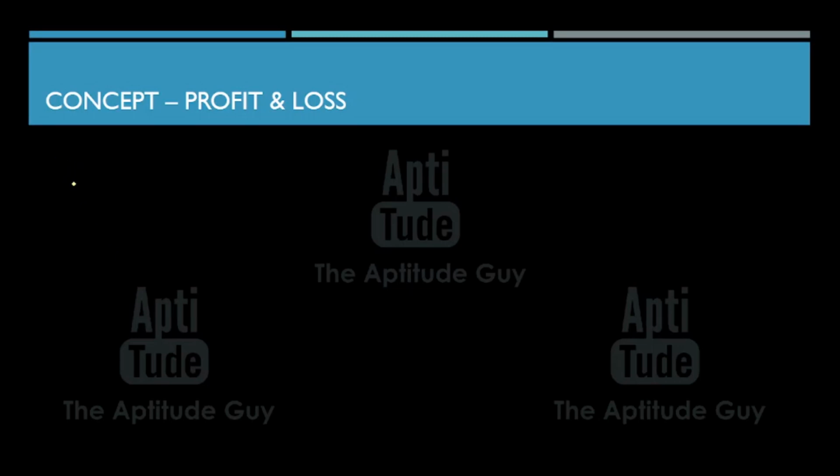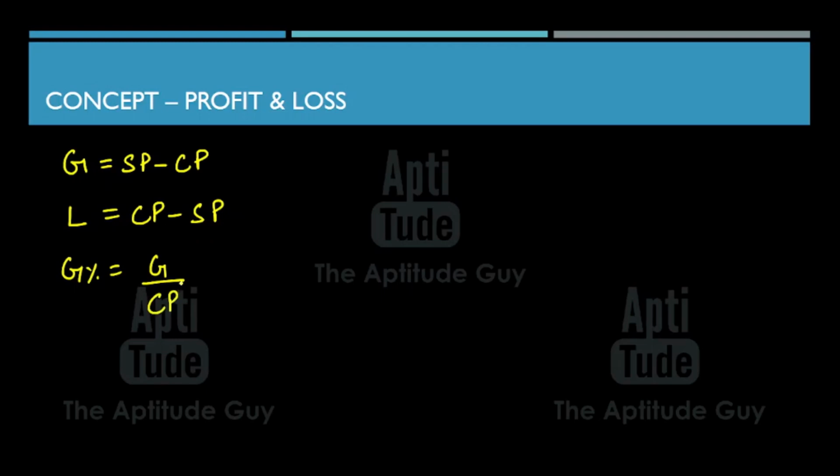The first useless formula of profit and loss is profit, that is gain, equals selling price minus cost price. The second useless formula is loss equals cost price minus selling price. The third useless formula is profit percentage equals profit or gain divided by cost price into 100. The fourth useless formula is loss percentage equals loss by SP or CP. It is CP itself.